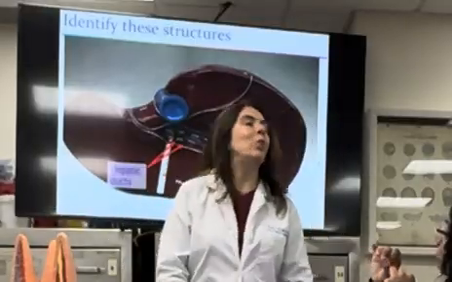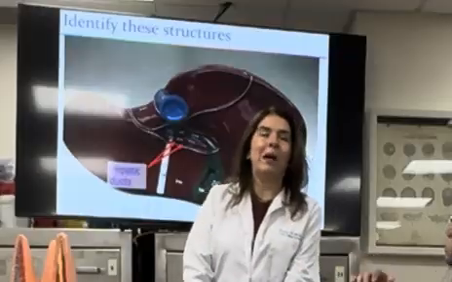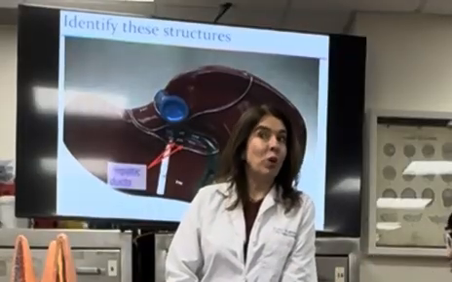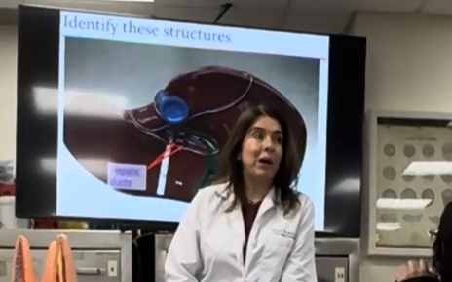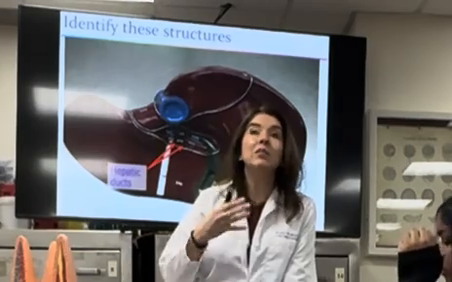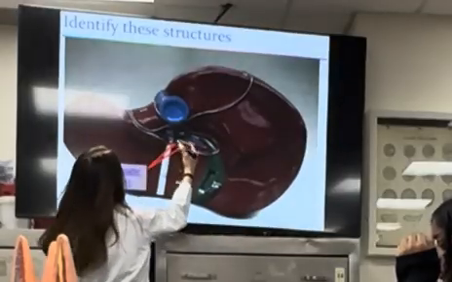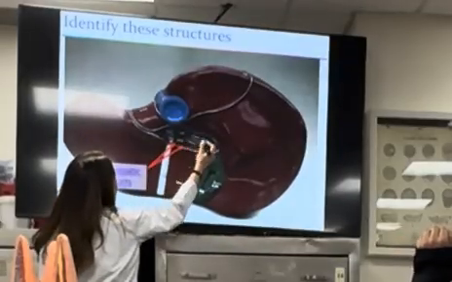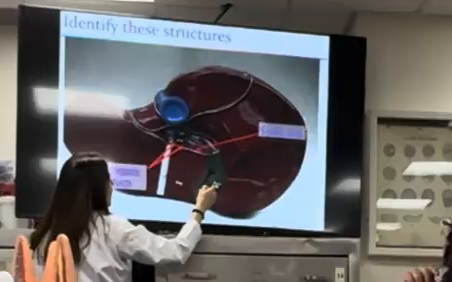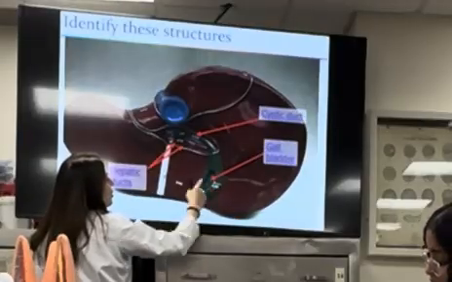And what happens in the gallbladder? What's the main function of the gallbladder? It stores bile and concentrates bile. It does not produce bile. Okay? Bile is produced by the liver, goes into hepatic duct, goes to the cystic duct, right? And then it goes into the gallbladder.